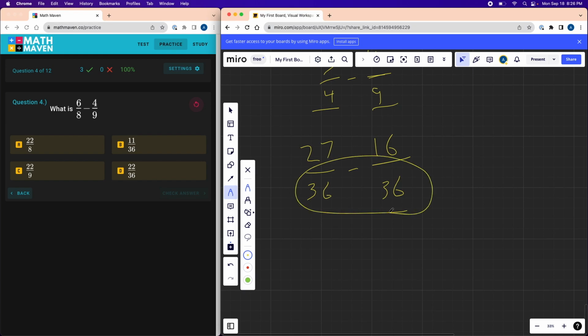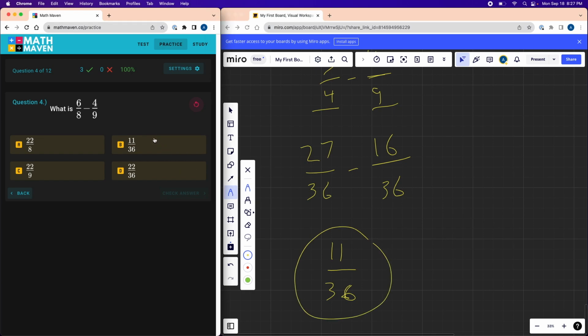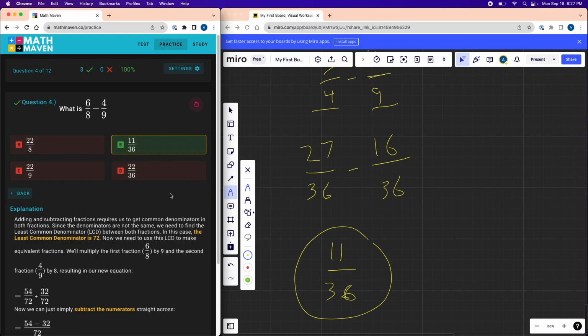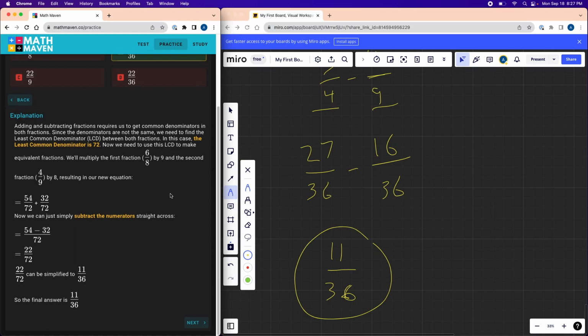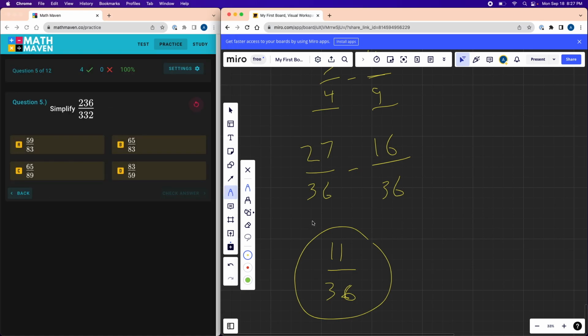Because our denominators are the same, all we need to do now is just subtract the numerators. So we will say 27 minus 16, that is going to be 11 over 36. And it does not appear that we can simplify that anymore, so that should be our final answer, which we have as B over here, 11 over 36. So we will select that, check our answer, and see that it is right, and there's the explanation there. And we will move on.